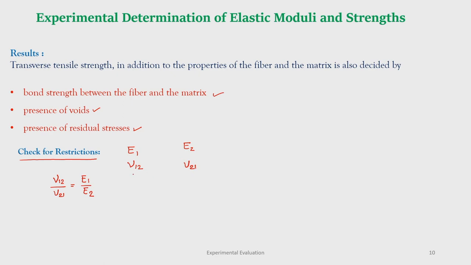We do not expect exactly, suppose E1 by E2 in this case is 18, that does not mean that nu 1 2 by nu 2 1 will be exactly 18, but it could be a little here and there. But it should not so happen that E1 by E2 is equal to 18 and nu 1 2 by nu 2 1 is equal to 2. That means there is something wrong. So, this also gives us a check on whether the experiments conducted are correct or not. Similarly, there are other restrictions we have discussed in our macromechanics analysis. After we determine the properties, we check whether they are following those restrictions or not, so that we can use these results with confidence.